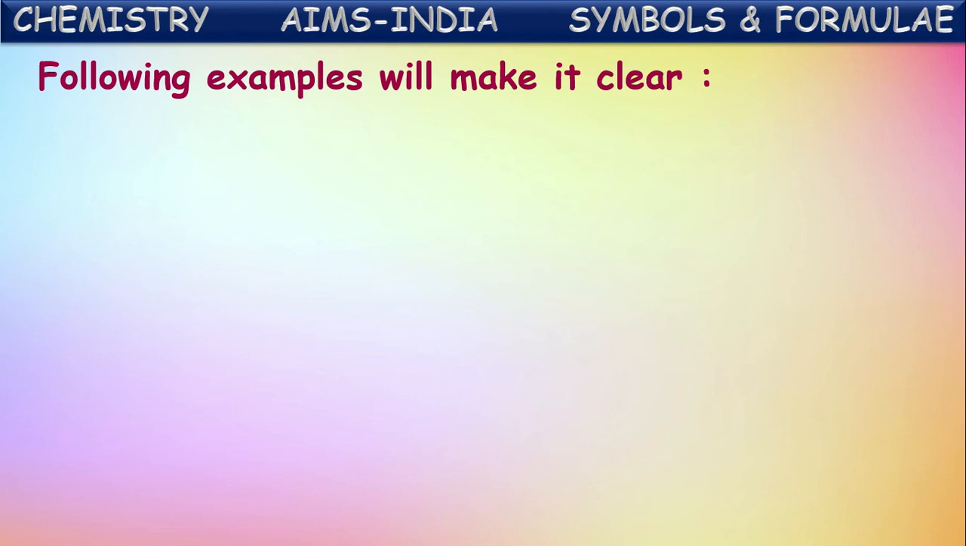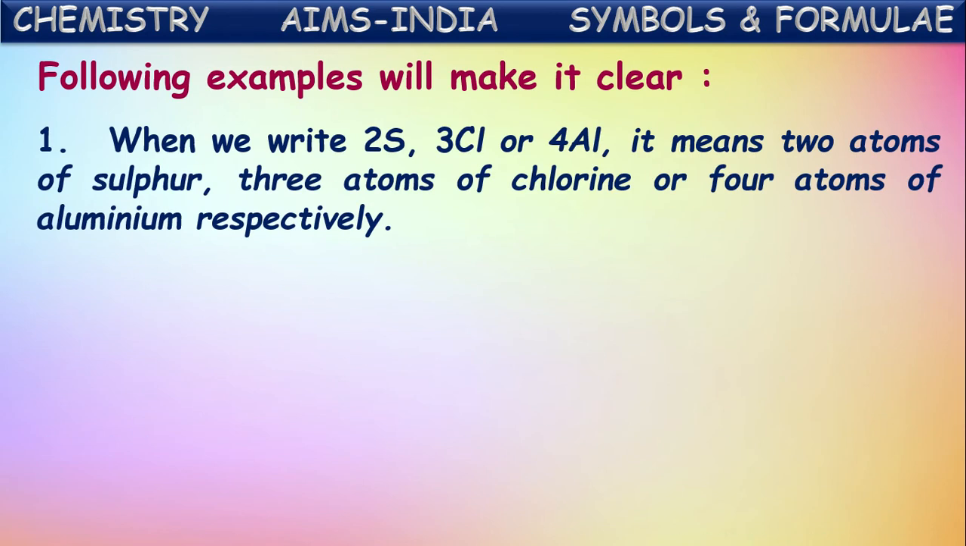Now let us see some examples to understand this formula concept. When we write 2S or 3Cl or 4Al, it means two atoms of sulfur. See here, this is a symbol which represents the element sulfur. In front of this symbol, 2 is written. That represents two atoms of sulfur. And here, this represents three atoms of chlorine. In a similar way, four atoms of aluminium.